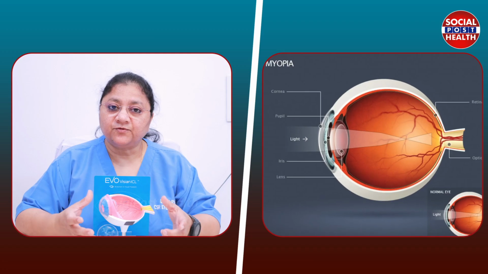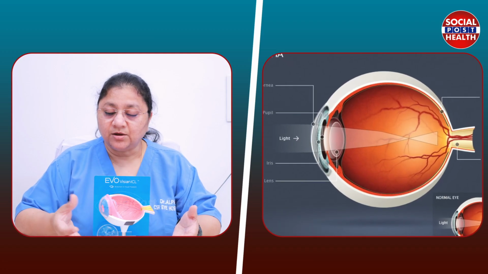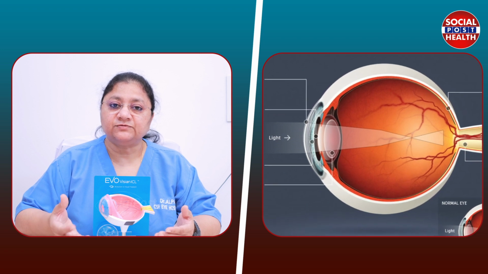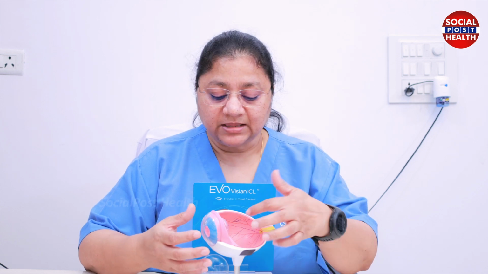Depending on where the light rays are getting focused, the refractive errors have different types. The first type we call myopia, or in normal language, short-sightedness. What happens in myopia? When the light rays enter the eyes, they are not focused on the retina but in front of the retina, and because of that the patient has a good near vision, but distant vision will be blurred.